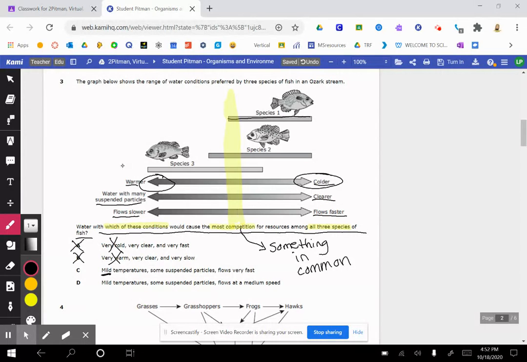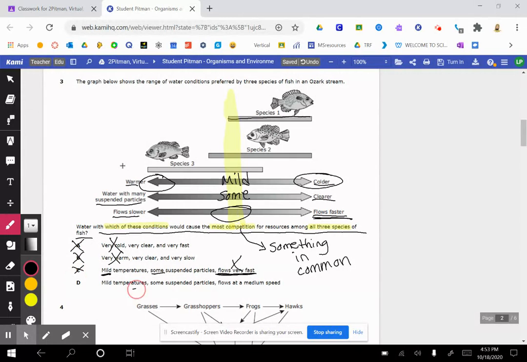Okay. Some suspended particles. Well, it's less than many, but it's not quite clear. So some sounds like it would go here. Okay. Flows very fast. I'm kind of in the middle here. Fast is down here. So I don't know about this one. I don't think it's going to work.